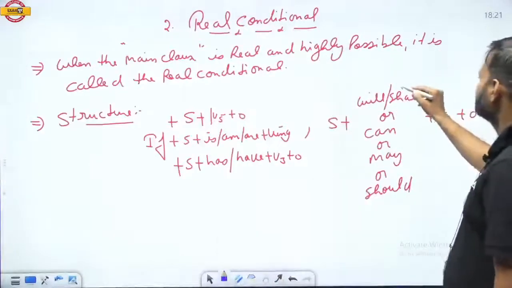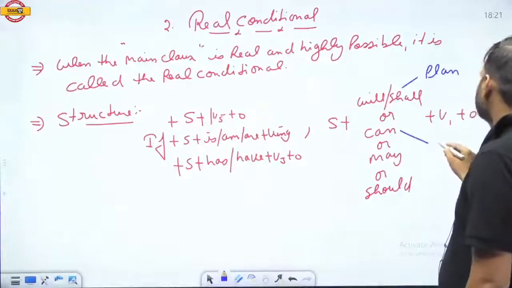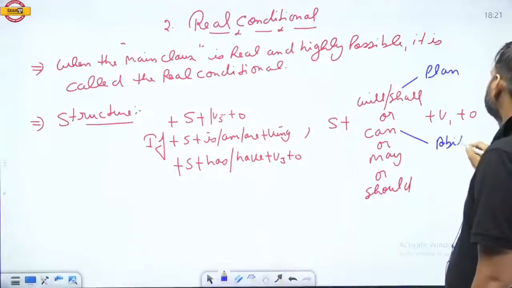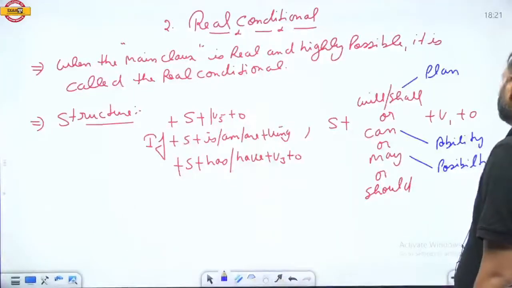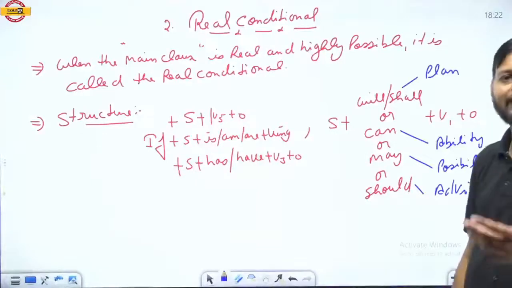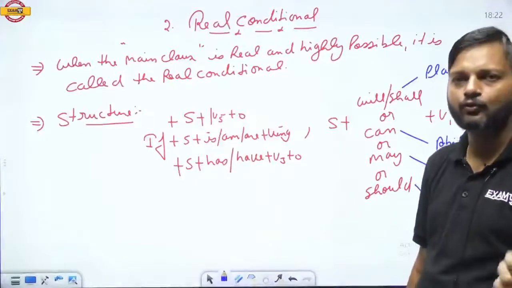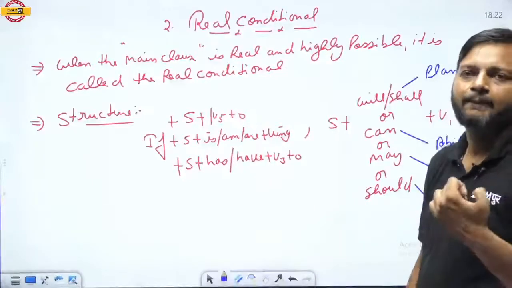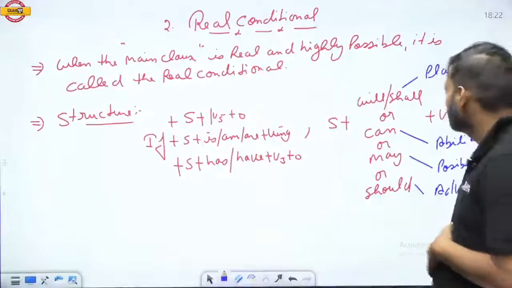You have to use will and shall for planning. You have to use can for ability. You have to use may for possibility, and should for advice. So if the sentence suggests planning, use will or shall. If the sentence suggests ability or capacity, use can. If the sentence suggests advice, use should. And if the sentence suggests possibility, you can use may.